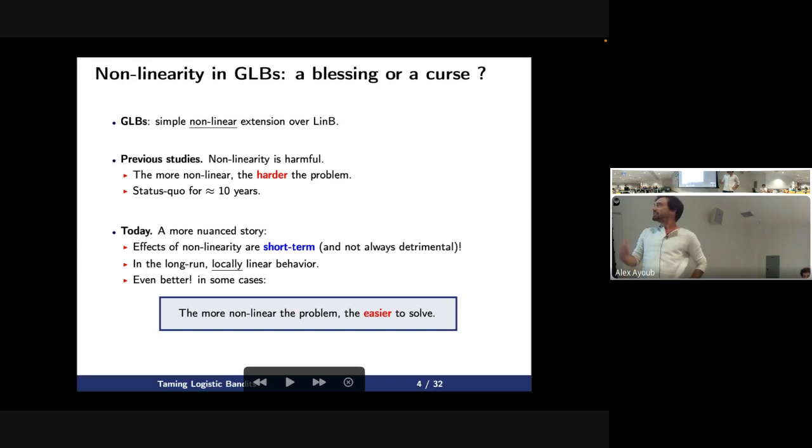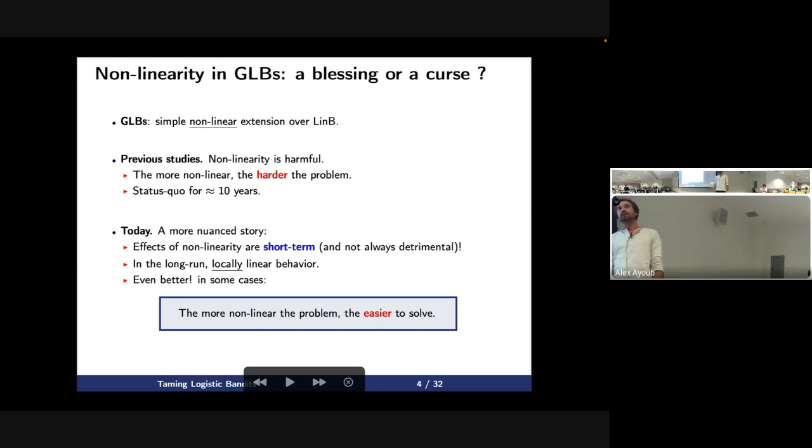So basically, the effects of nonlinearity only affect the beginning of the trajectory. And they may not even always be detrimental. Sometimes it's neutral. But in the long run, the effect of nonlinearity completely vanishes. And even better, it becomes beneficial for the performance in GLBs.